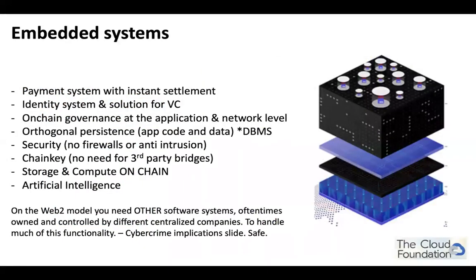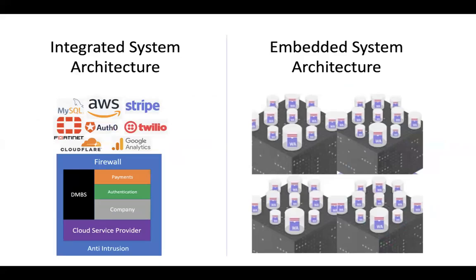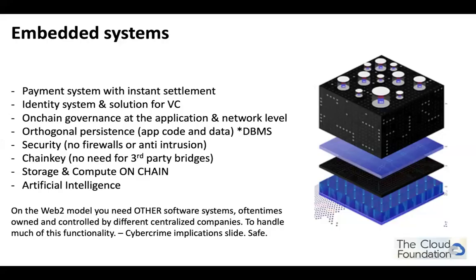There's an embedded payment system with instant settlement on ICP. ICP has an embedded identity system and a solution for verifiable credentials, which will likely become a web standard at some point in the future. On-chain governance at the application and at the network level. So you have orthogonal persistence, which fixes the problem of application code and application data being separate, which is a problem of Web2, which is why we have such a big data architecture with so many different types of database management systems. But all of that is tied in together on ICP, and you don't need external database management systems. Security, you don't need firewalls or anti-intrusion or any type of cybersecurity systems.